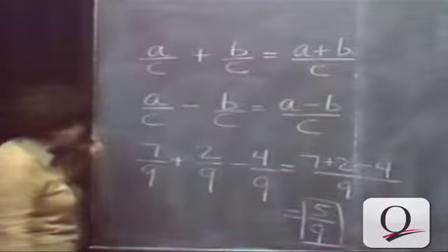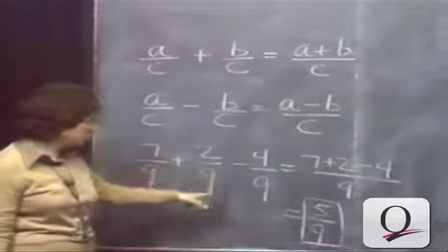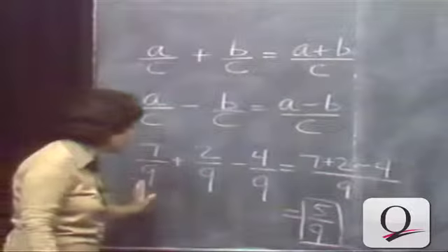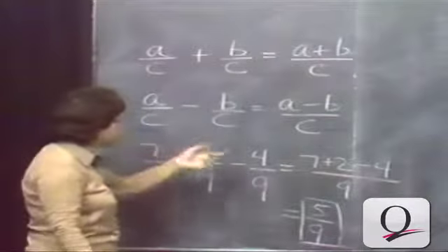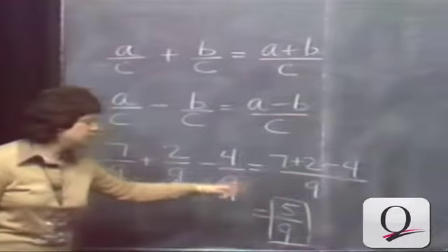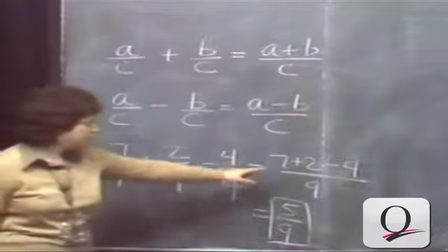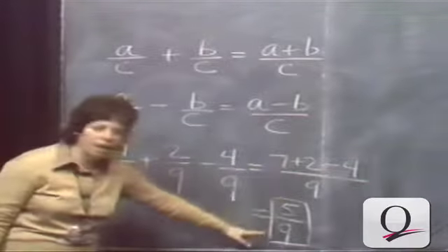And this is applicable if you have more than two fractions. For example, 7/9 plus 2/9 minus 4/9, they all have the same denominator, so you simply combine the numerators, 7 plus 2 minus 4, place them over the common denominator, and then simplify. So you get 7 plus 2, 9 minus 4, 5/9.